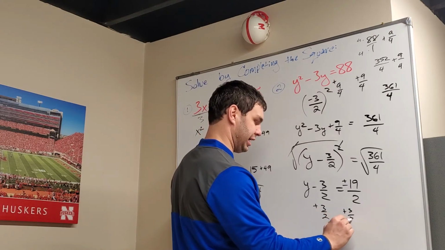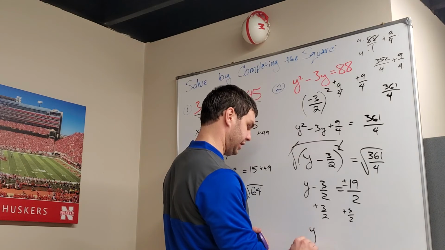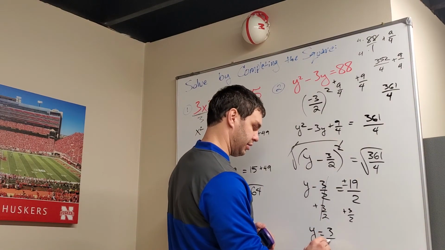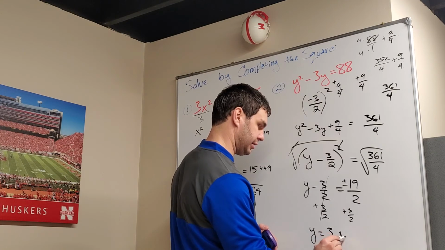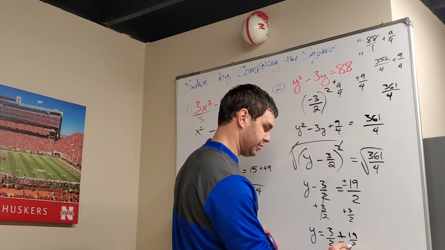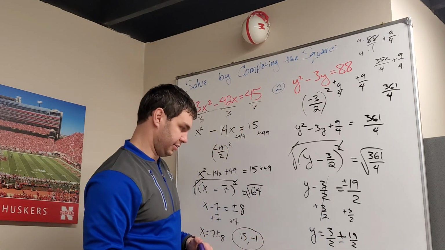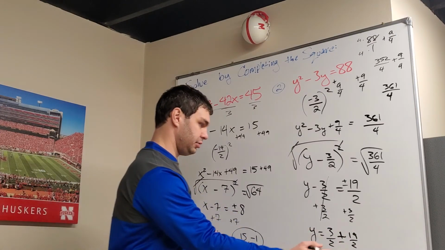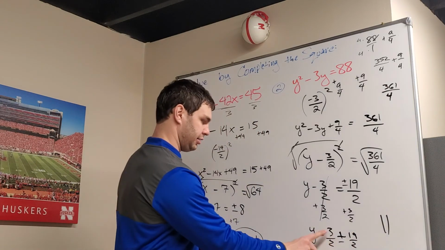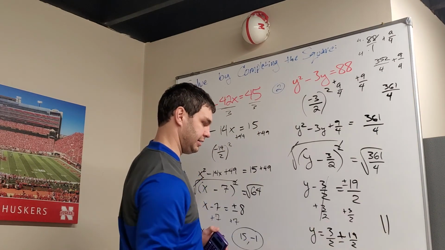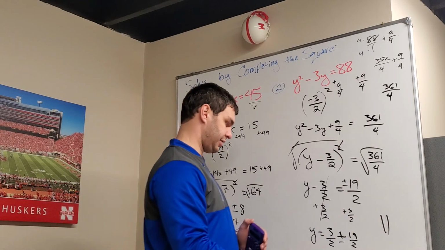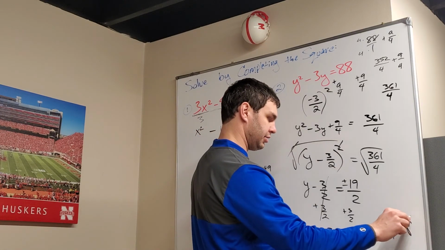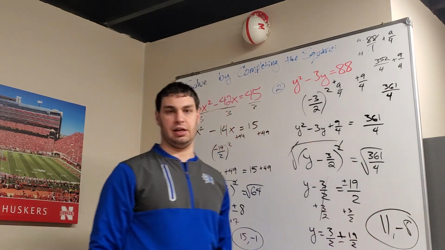Anyway, add 3/2 to both sides, and that's going to give us y equals 3/2 plus or minus 19/2. What is that? I don't know. 3 plus 19 is 22, divided by 2 is 11. And 3 minus 19 is negative 16 over 2, which is negative 8. The two answers for this one are 11 and negative 8.